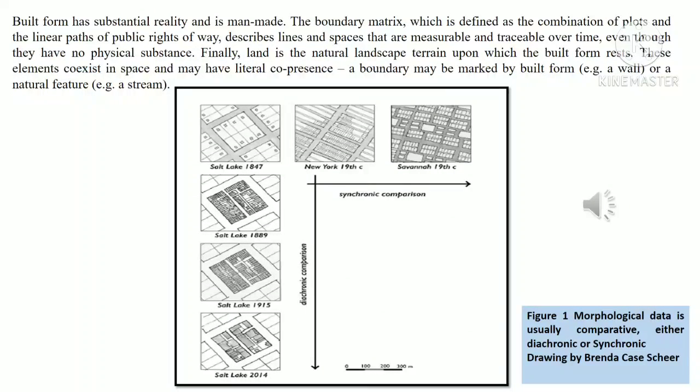Built form has substantial reality and is man-made. The boundary matrix, which is defined as the computation of plots and the linear path of public rights of way, describes lines and space that are measurable and traceable over time, even though they have no physical substance. Finally, land is the natural landscape terrain upon which the built form rests.